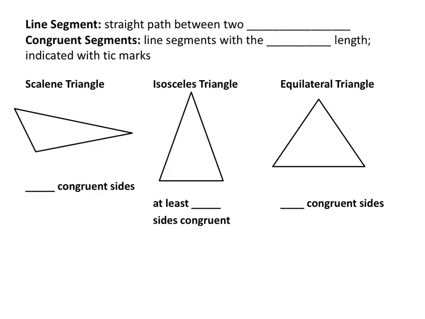Another thing we can look at in a triangle, besides its angles, are the lines. And triangles are made up of line segments, which is a straight path between 2 points. So we can create lots of different line segments. And congruent segments just mean line segments with the same length, and they are indicated with tick marks. So they kind of look like marks like that on a line. Right? There are 3 types of triangles that we can classify by their sides. So all of these are side classifications.